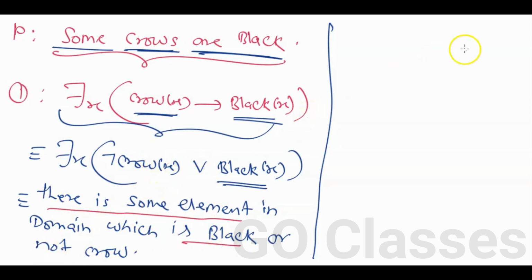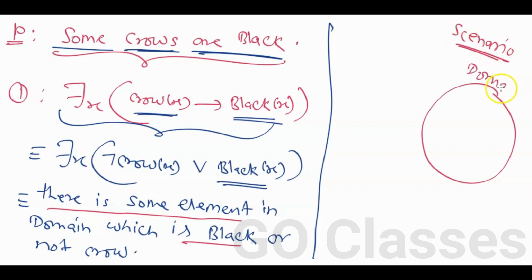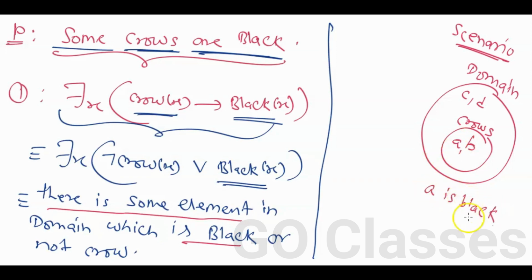Now let me give you a scenario where this statement and this expression will have different truth values. Let's assume this is the domain. The domain has everything, and let's assume A and B are the crows. Now assume C and D are not crows. C is not a crow, D is not a crow. Now consider the scenario where A is black, which means A is a crow and it is black.